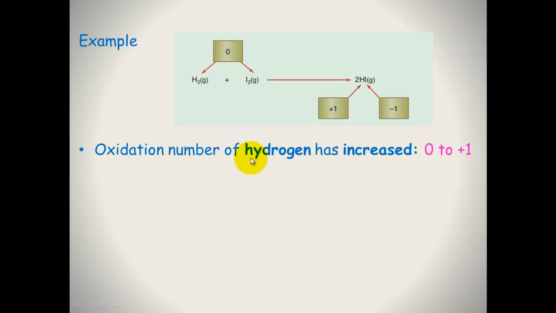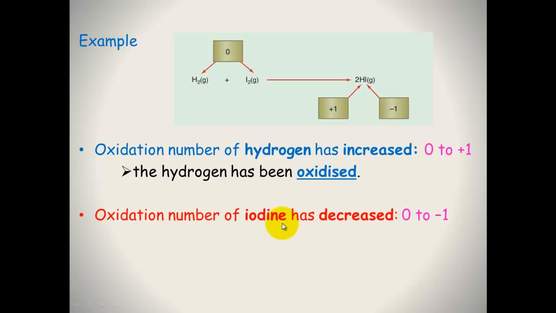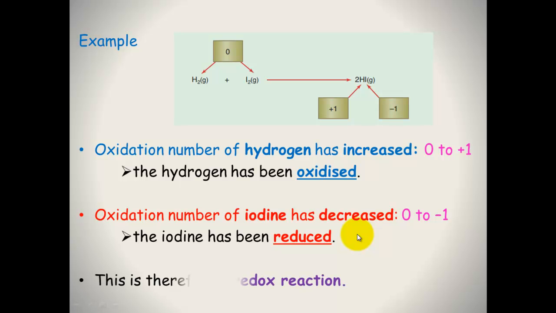So the oxidation number of hydrogen has increased. It's gone from 0 to +1. Thus, the hydrogen has undergone oxidation or been oxidized. The oxidation number of iodine has decreased. It's gone from 0 to -1. Thus, if it's decreased, it's undergone reduction or been reduced. It's therefore a redox reaction because there has been a change in oxidation numbers. Something's been oxidized, something's been reduced.